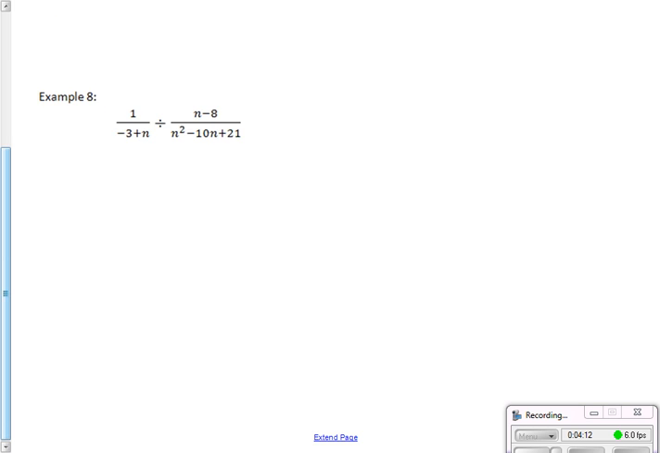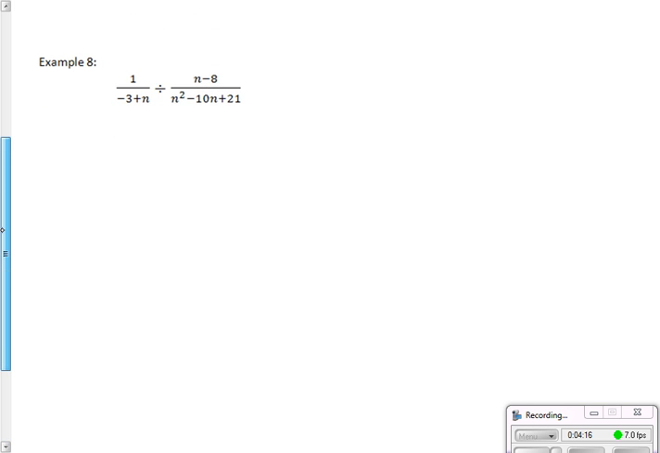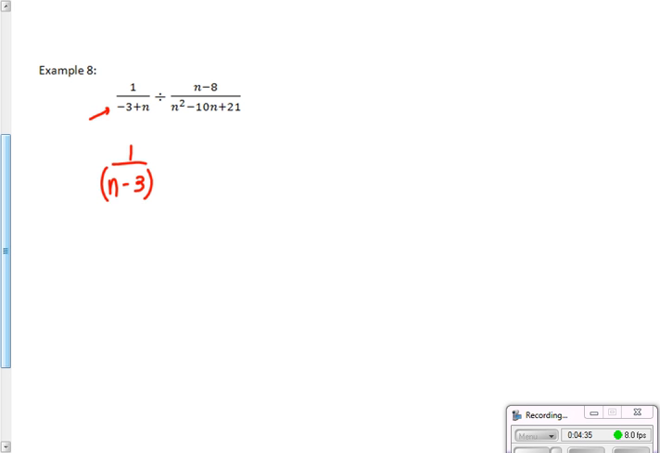Example 8, last one. Again, I would probably go ahead and rewrite this. Now, the problem with this here is I might want to rewrite it. I might say 1 over, we normally list our variable first, so I'm going to say n minus 3. Those are saying the same thing, positive n, and this is a negative 3 as we have below. So now instead of dividing, I'll multiply by that reciprocal.